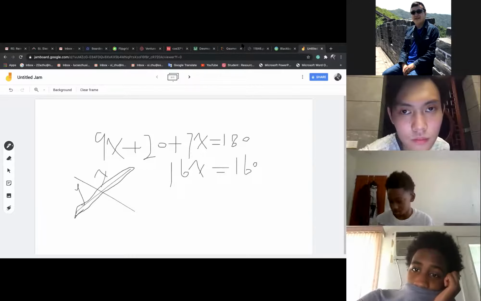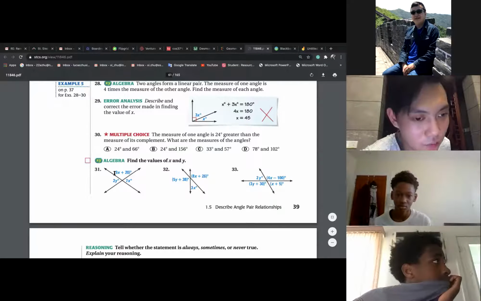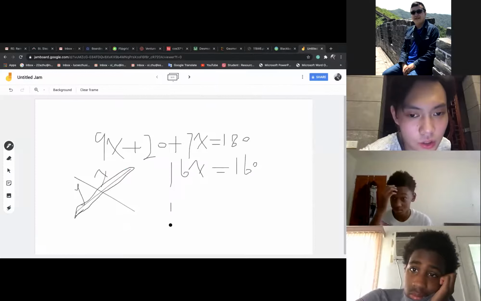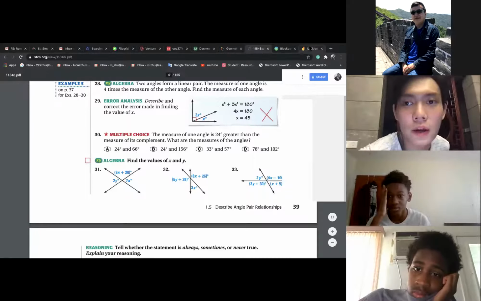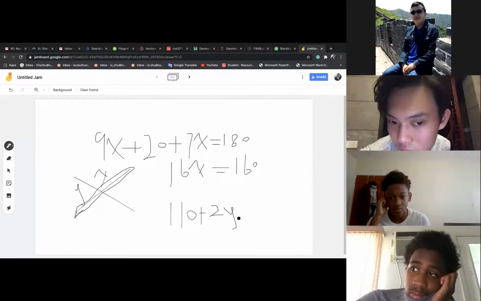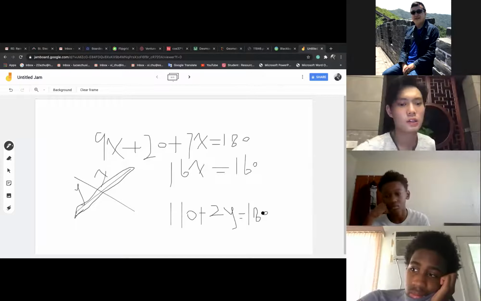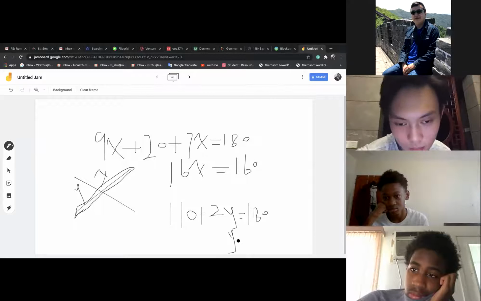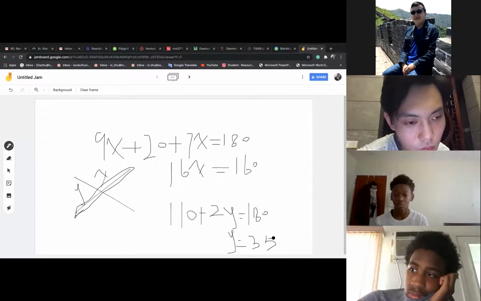Yeah. So if we know the x value, we just plug the x value back into this angle, so we get 110 degrees. So 110 degrees plus 2y equals what? 180. Yep, 180, right? So now it's simple, it's only one variable. You just solve for y. So y equals 35, right?